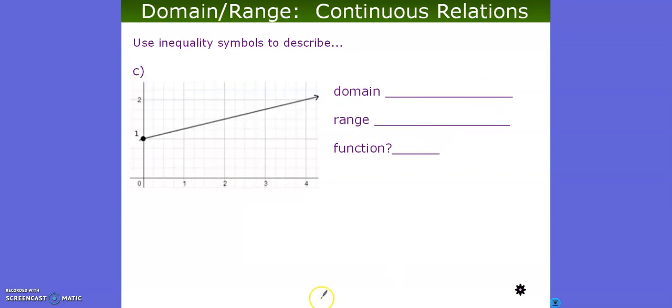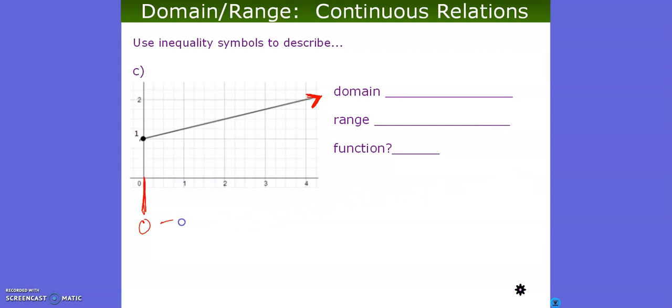Taking a look at a few others. This one's unique. I don't know if you can see this. I have an arrow on this side, so I'm just going to make that a little bit bigger so it's obvious. Again, my domain is how wide the graph is. So I can tell it starts over here on the x at 0. And it keeps going. It goes on and on forever in that right direction.